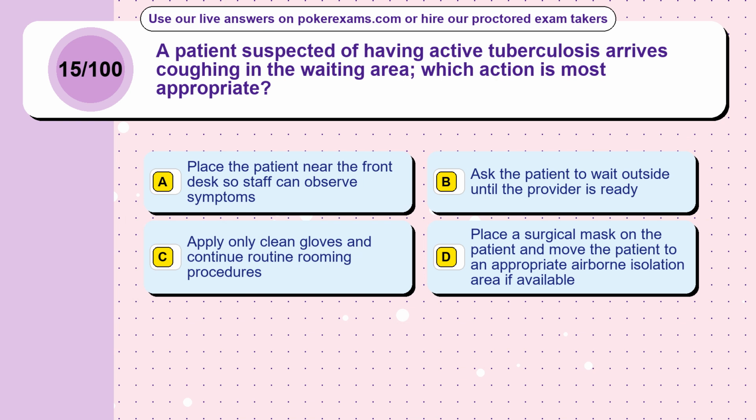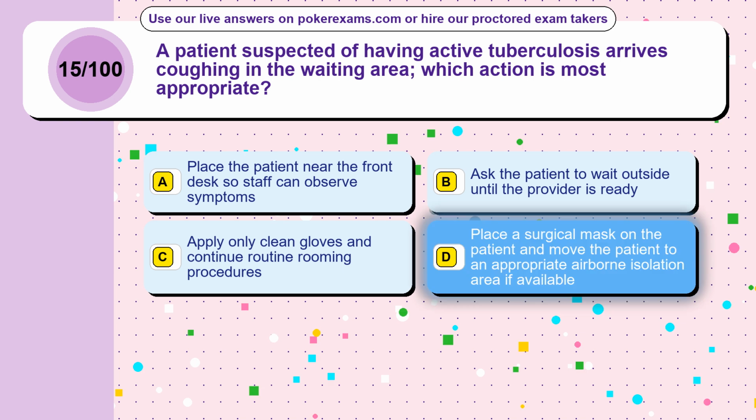Question 15. A patient suspected of having active tuberculosis arrives coughing in the waiting area. Which action is most appropriate? Option A, place the patient near the front desk so staff can observe symptoms. Option B, ask the patient to wait outside until the provider is ready. Option C, apply only clean gloves and continue routine rooming procedures. Option D, place a surgical mask on the patient and move the patient to an appropriate airborne isolation area if available. The correct answer is option D.